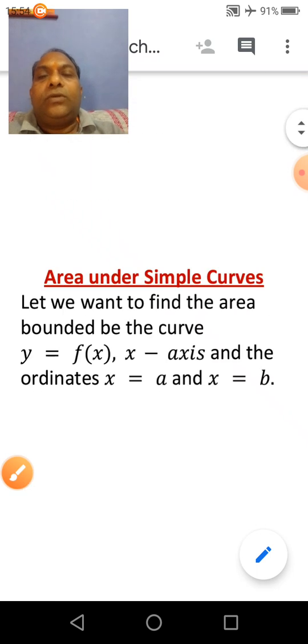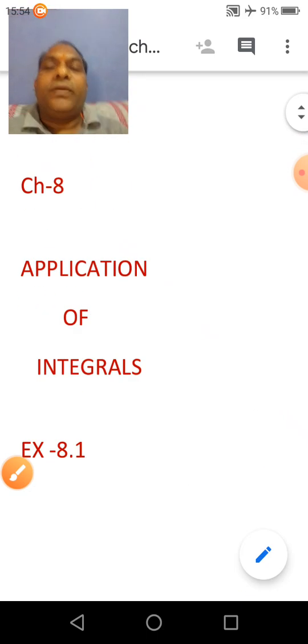So students, you have to solve the questions of exercise 8.1 with examples, and also from the miscellaneous exercise of chapter 8 you have to solve the questions related to this topic.